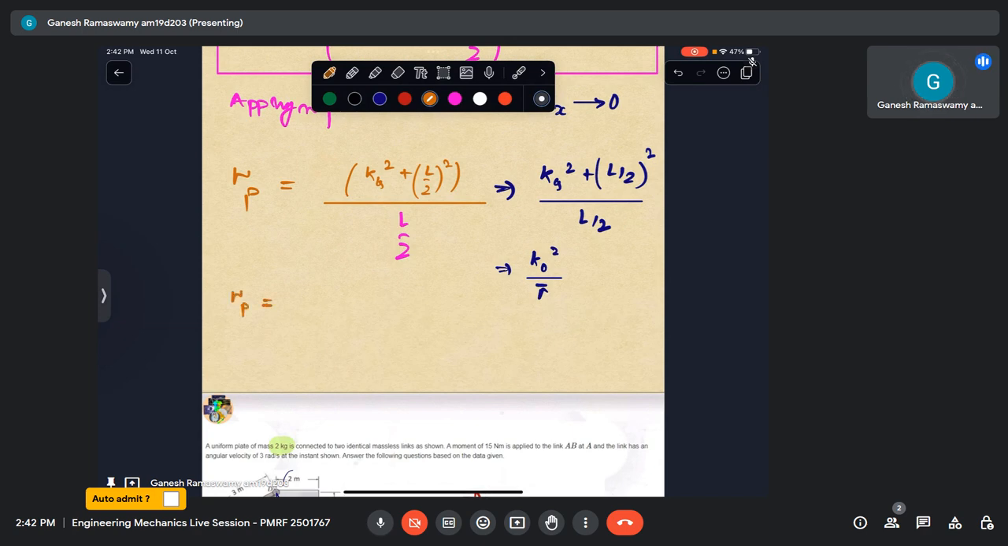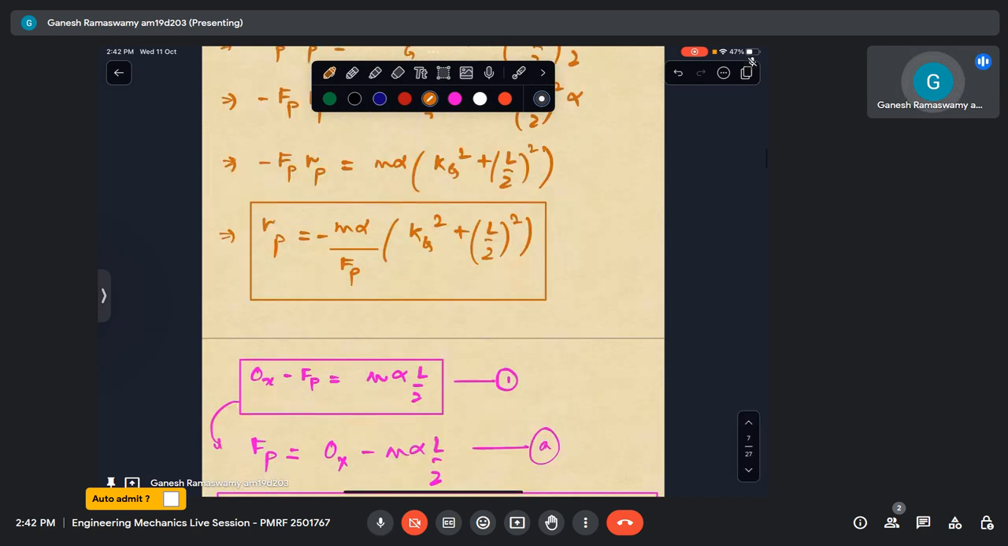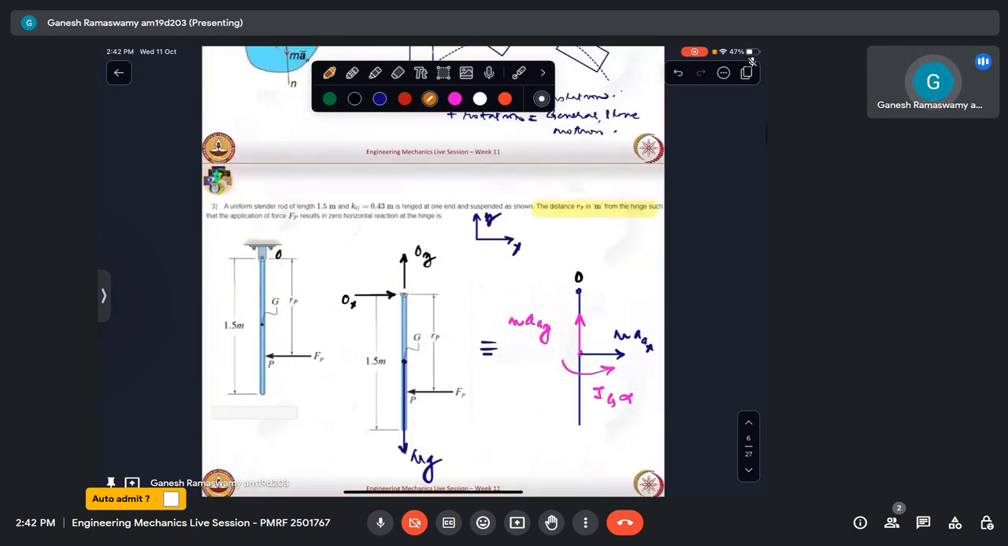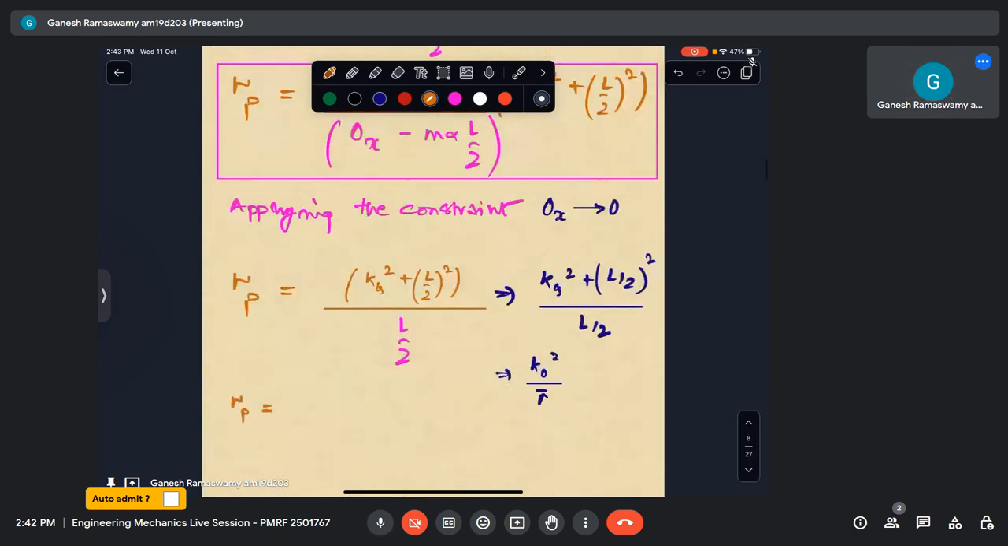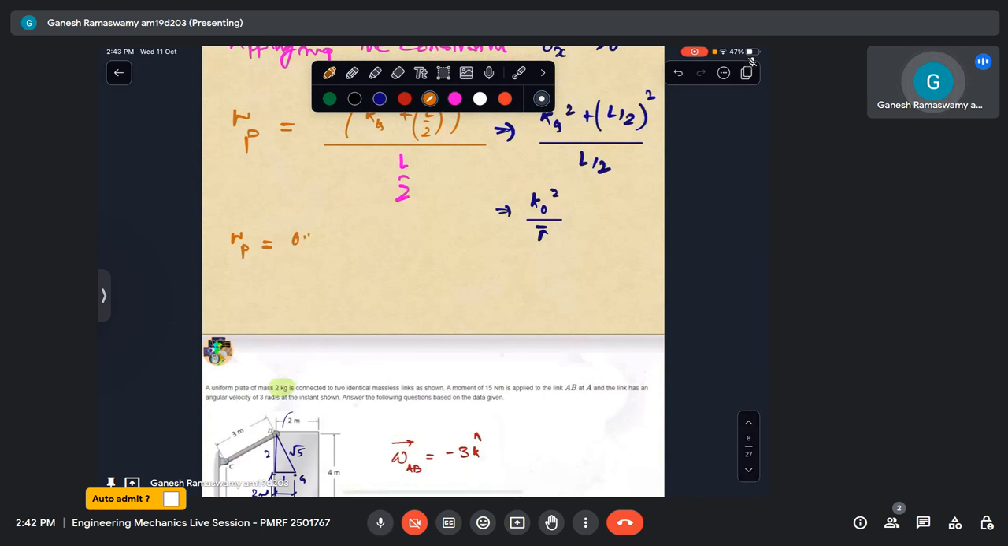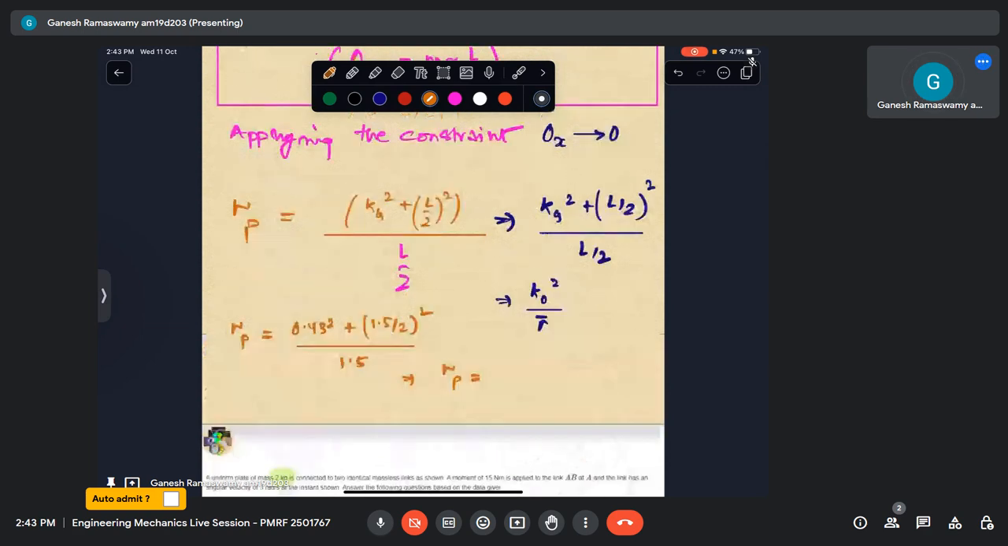So let us substitute. What is kg given in the question? It is 0.43. So this is nothing but 0.43 squared plus L by 2, L is 1.5, by 2 squared, divided by 1.5. So from here it follows that Rp for this configuration is 0.43 squared plus 0.75 squared divided by L by 2, divided by 0.75.